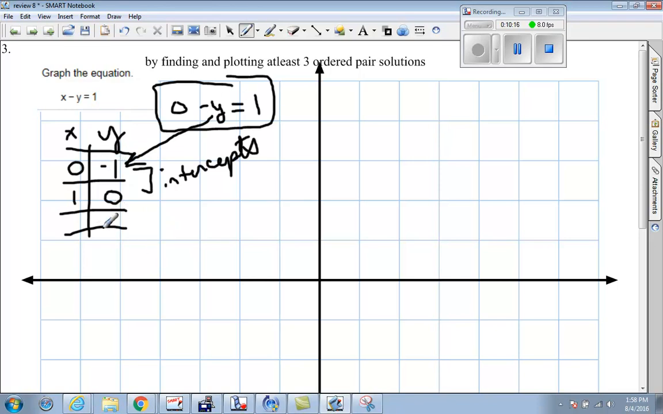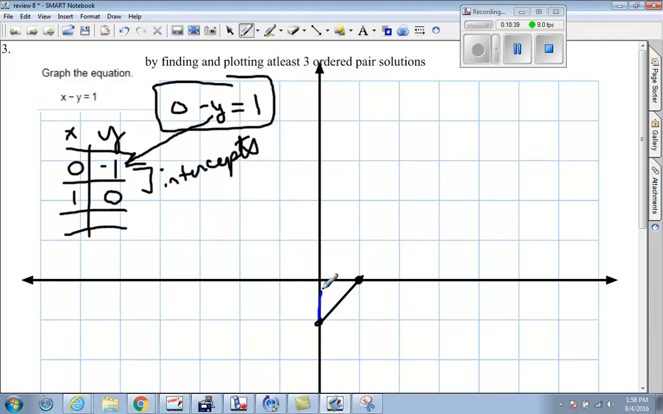Okay? Now, here's a slick way to find a third ordered pair, right? So let's graph 0, -1. It's right here. And let's graph 1, 0. It's right here. And let's go ahead and connect the dots. Well, you're starting to see something.